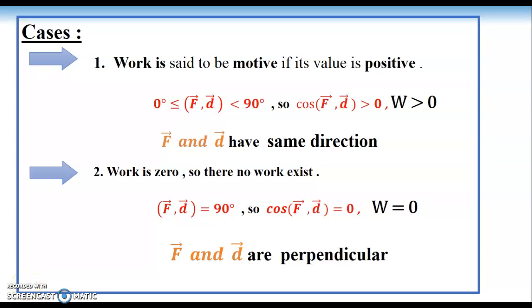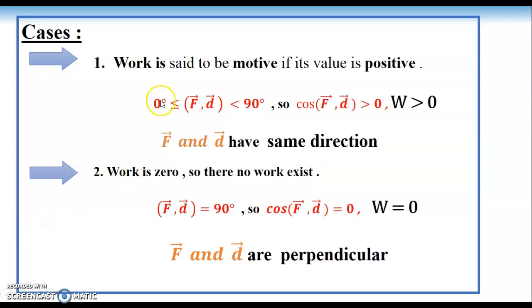In this video, I'm going to explain the three cases for work. As long as work is a function of cosine theta, and we know that cosine theta could be positive, could be zero, could be negative, this affects the result of the work and the sign of the work. So the work also could be positive, negative, or equal to zero.